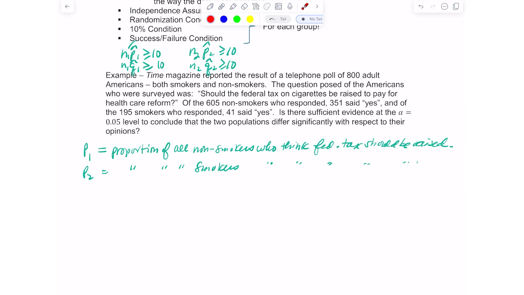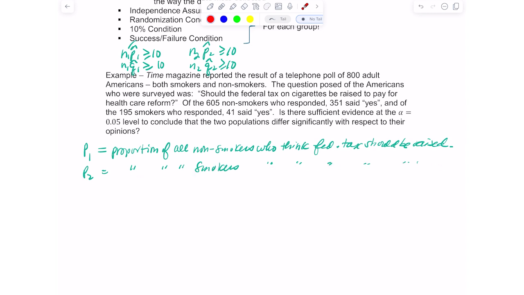So when we are doing hypothesis tests, in addition to the normal steps, we want to make sure we define what each of our proportions represent. So again, you don't have to use the subscript 1 and 2. You could use N for the proportion of non-smokers, and then S for proportion of smokers, just to keep it straight. But here you can see I kept it at 1 and 2, and I wrote out what each of those proportions represents. So P1 is the proportion of all non-smokers who think the federal tax should be raised, and then P2 is the same thing except it's smokers.